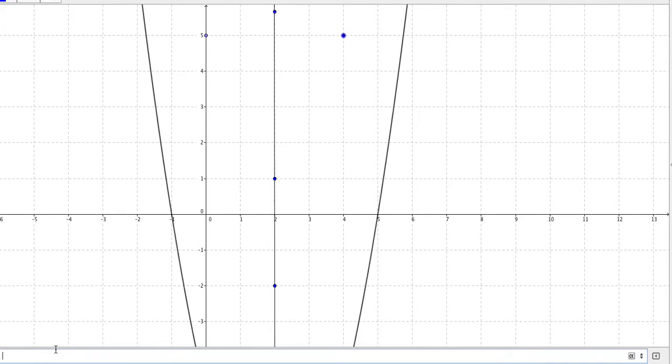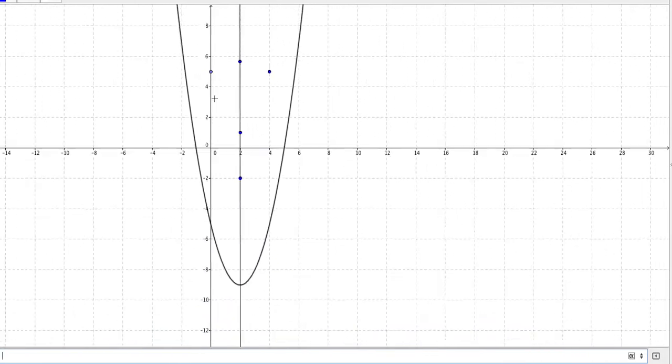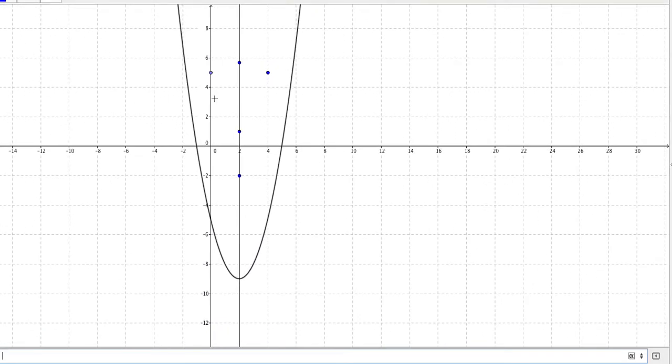Oopsie. Why did it go down? Let me see if I entered it correctly. Let me do that again. Y equals x squared minus 4x plus 5. I did minus 5 before. Okay, look what happens there. So this is now the graph of our parabola.